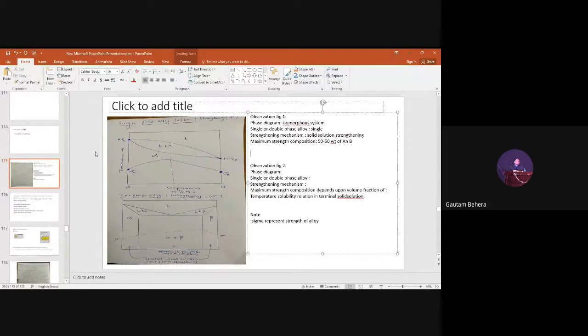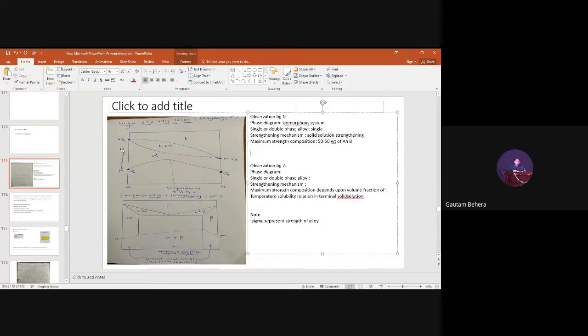Okay, what is this point? And what is this point? Let me see who can answer. What is this point and what is this point? Melting point of A and B. Yes, very good. Melting point of the pure components. This is the melting point of A and the melting point of B.